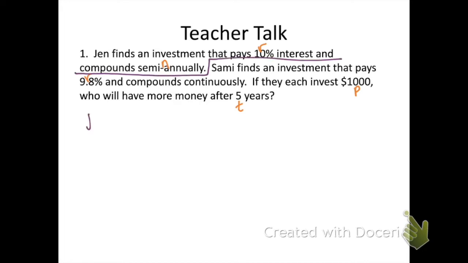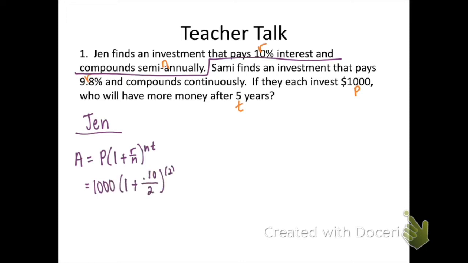Since we're compounding semi-annually, we're going to use the periodic investment equation. We will plug in 1,000 for P, plug in our rate, plug in our N value, and T. When we plug that in our calculator, we find out that Jen has $1,628.89.